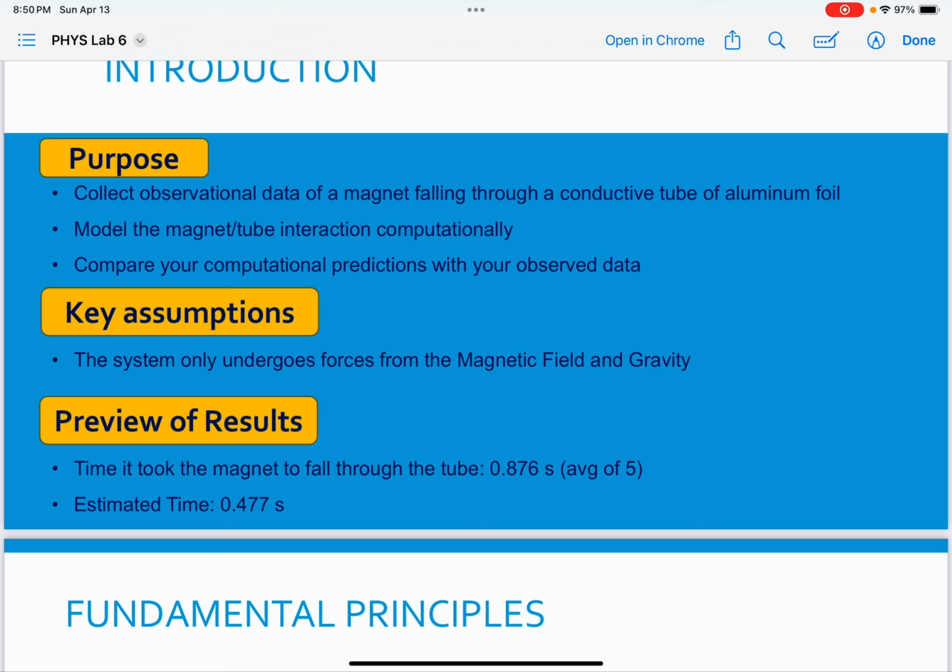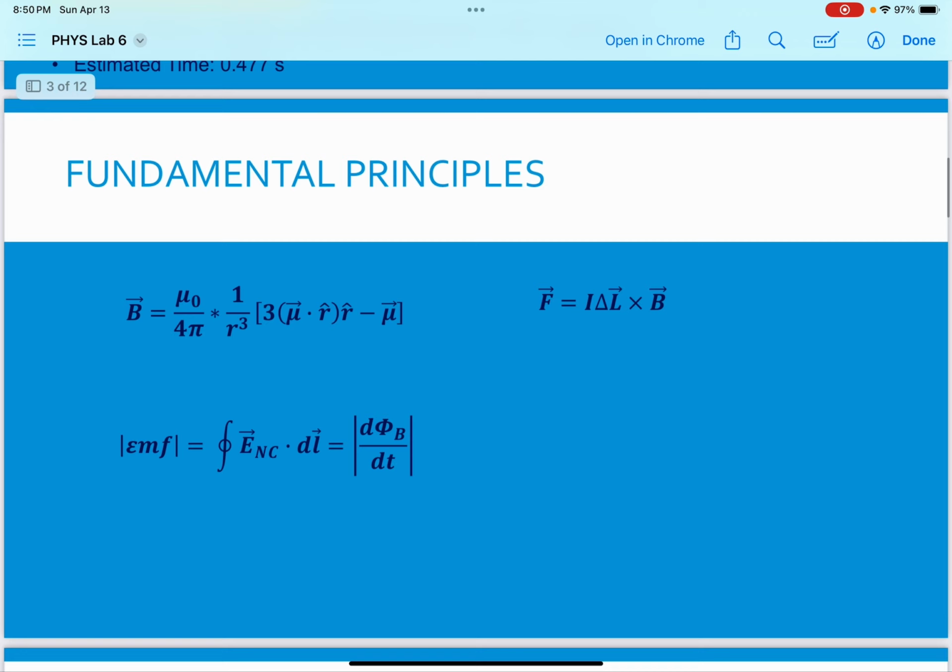Some key assumptions are that the system is only going to undergo forces caused by the magnetic field and gravity. As a brief preview of the results, the time it took for the magnet to fall through the tube was 0.876 seconds, and the time estimated by the computer was 0.477 seconds.